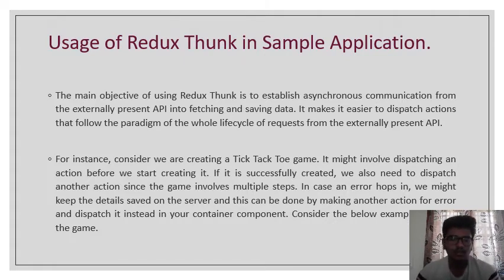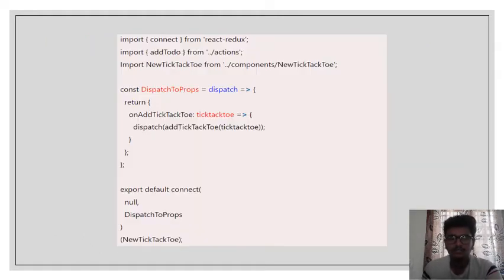So here, to use this redux thunk, we are taking an example of creating a tic-tac-toe game. It might involve dispatching an action before we start creating it. If it is successfully created, we also need to dispatch another action since the game involves multiple steps. In case of any errors, we might keep the details saved on the server, and this can be done by making another action for the error and dispatching it in your container component. So let us look at what this is.